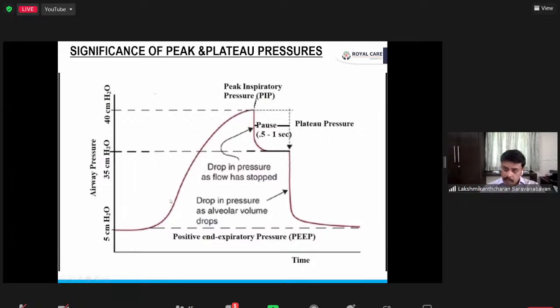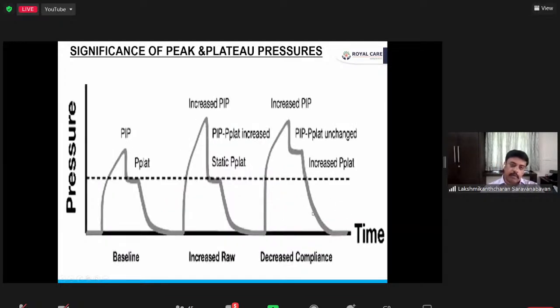So this is the peak inspiratory pressure, this is your plateau pressure, and the difference in pressure from the peak to the plateau pressure is what we call the driving pressure. That is the pressure needed for us to deliver the tidal volume. So why is it important? In the baseline, as we all know, peak pressures are high, followed by the plateau pressure.